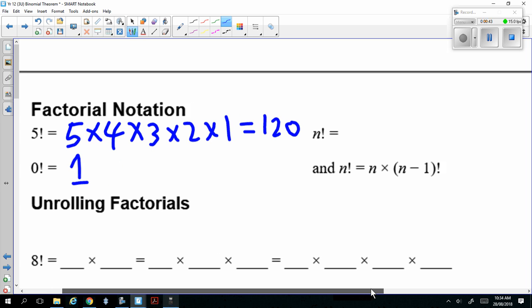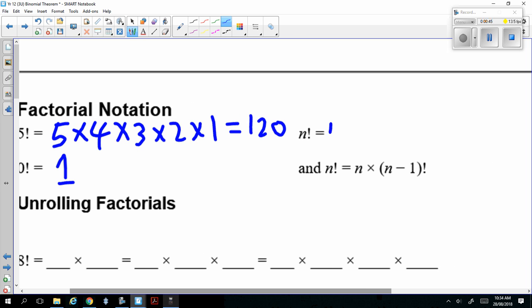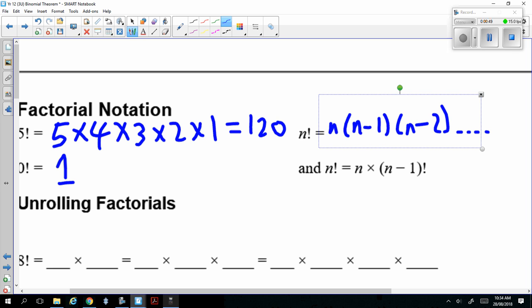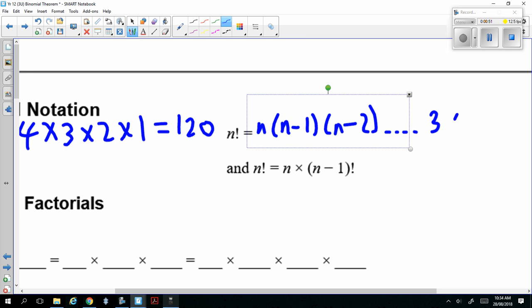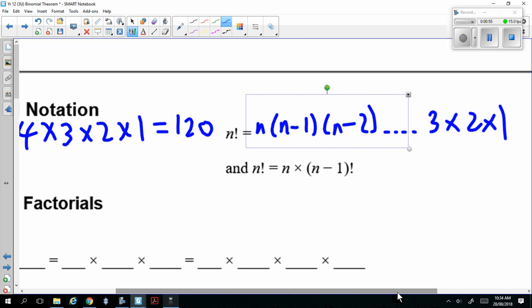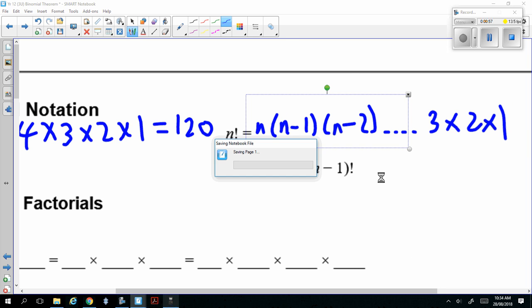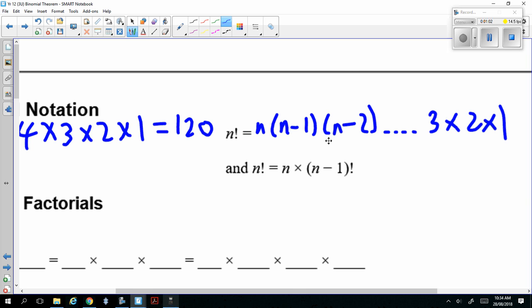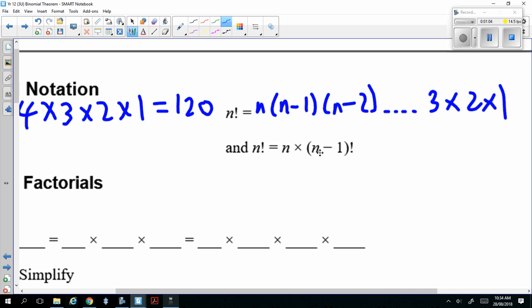N factorial means n times n minus 1 times n minus 2 all the way to 3 times 2 times 1. And then you can also express factorial in terms of itself. So n factorial can be written as n times the smaller factorial, n minus 1 factorial.